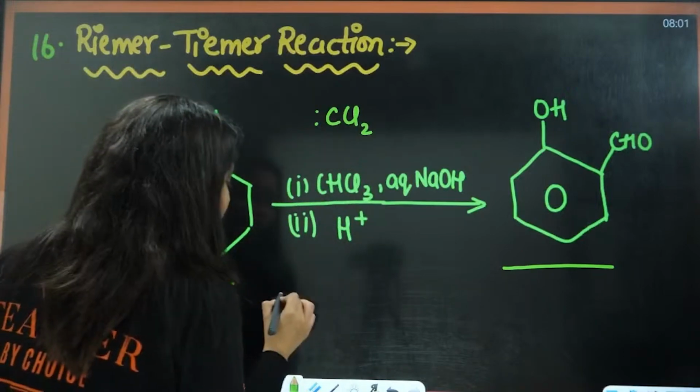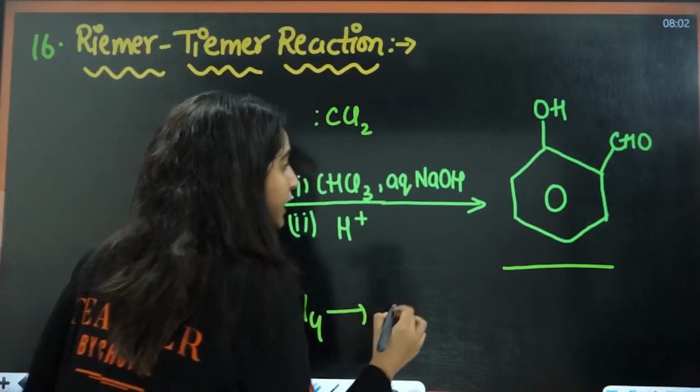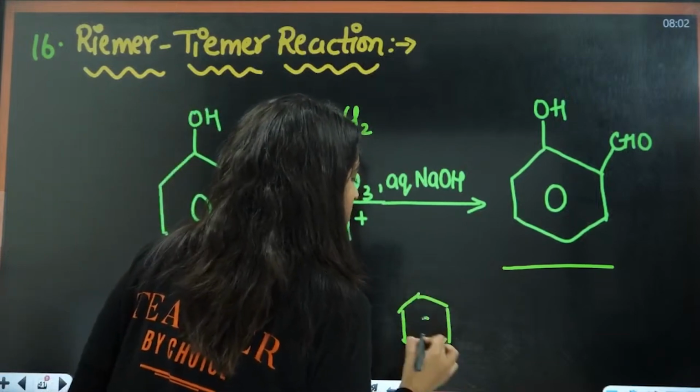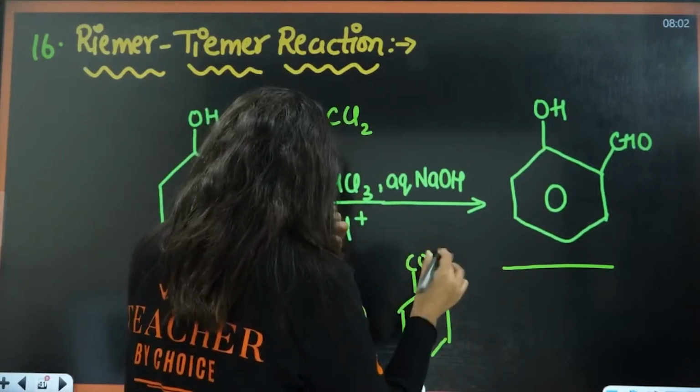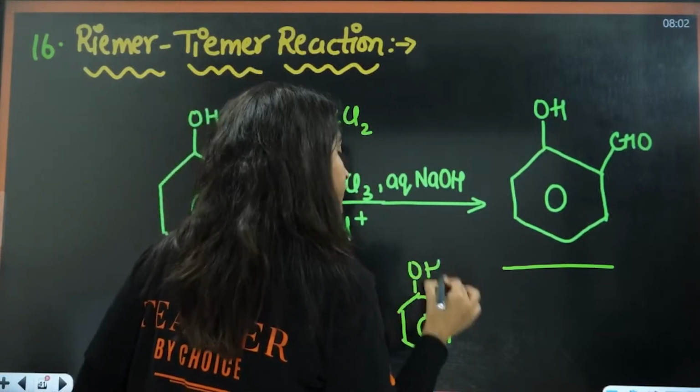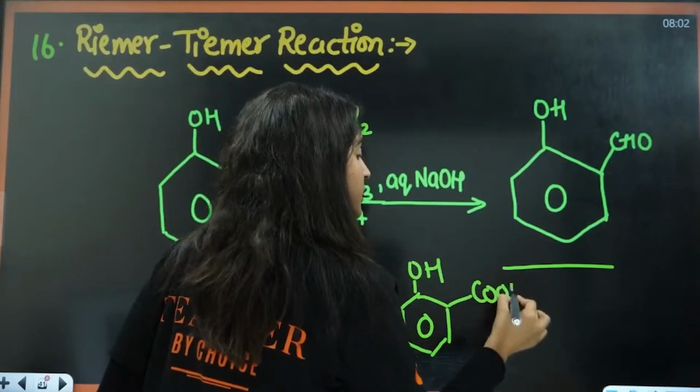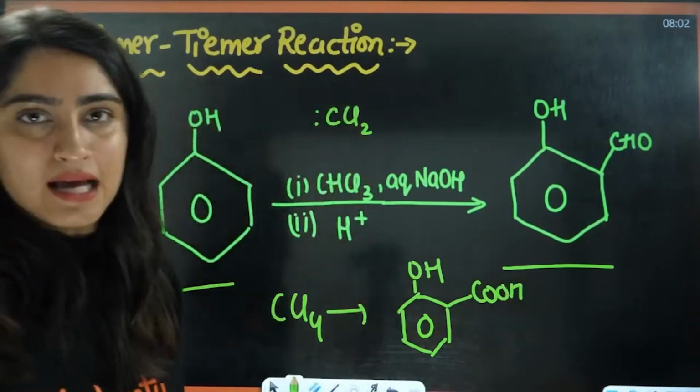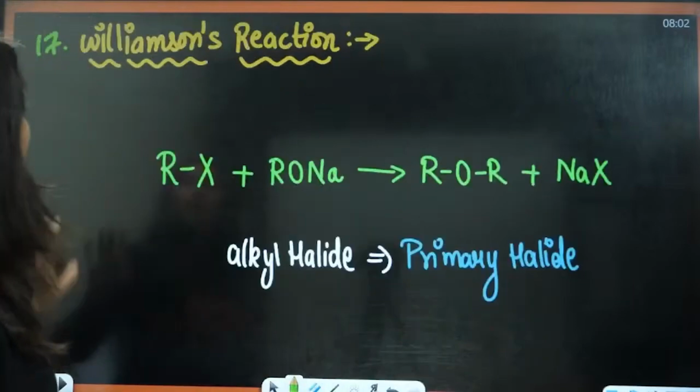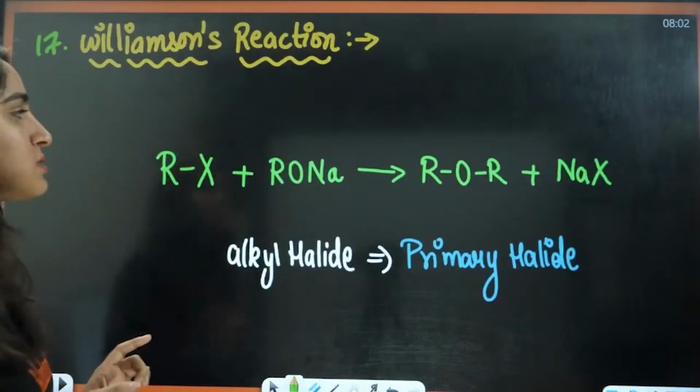And also, if you are using CCl4 here, then you will have the formation of carboxylic acid. Then you will have the formation of salicylic acid, right? Okay, now next is Williamson synthesis reaction.